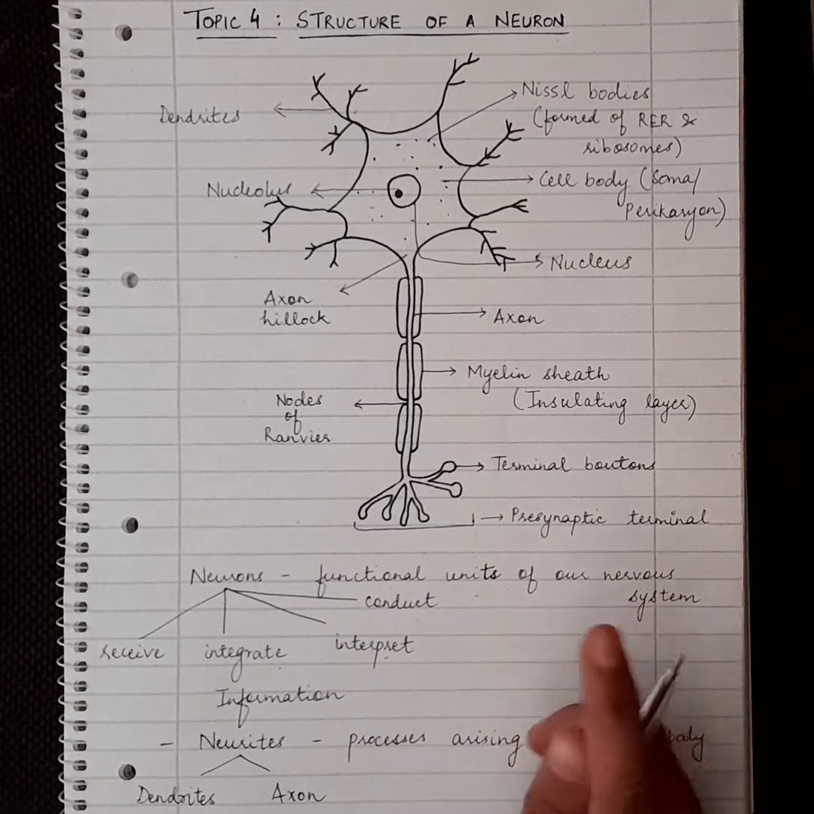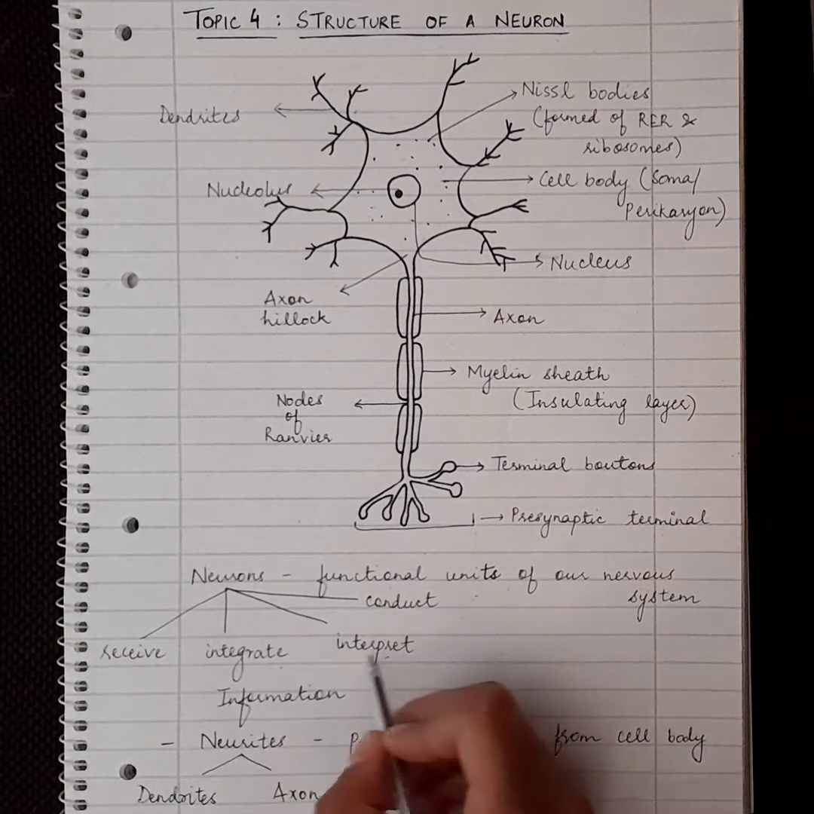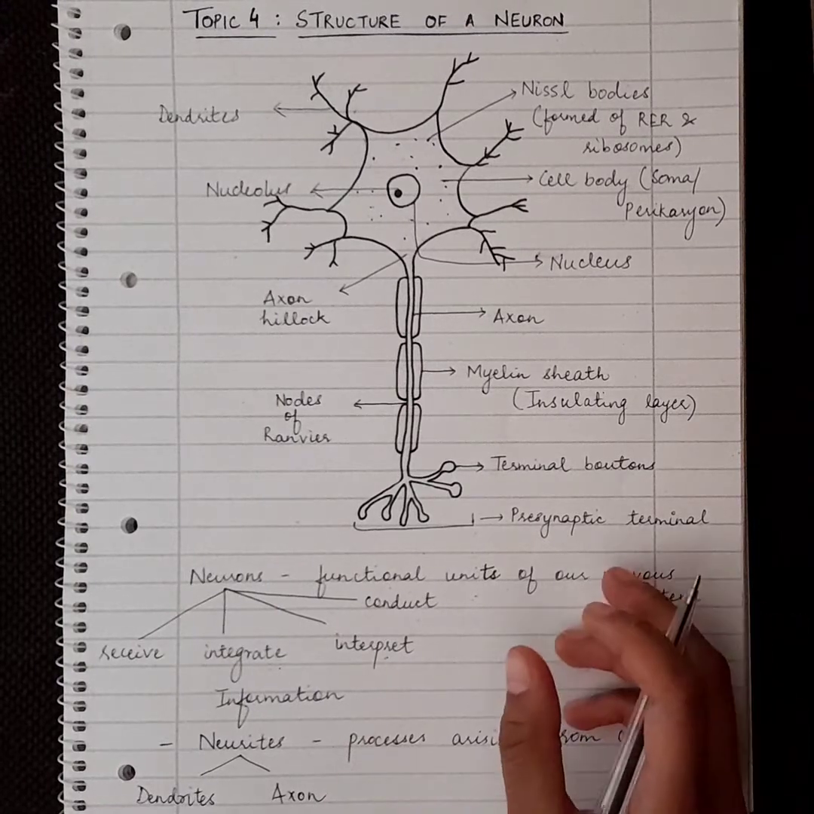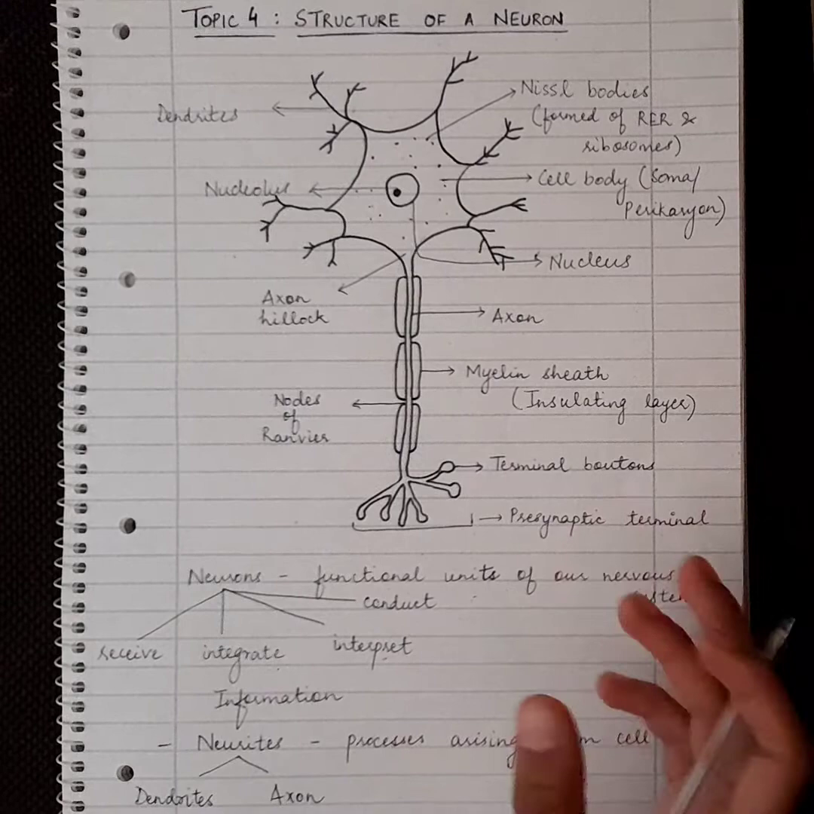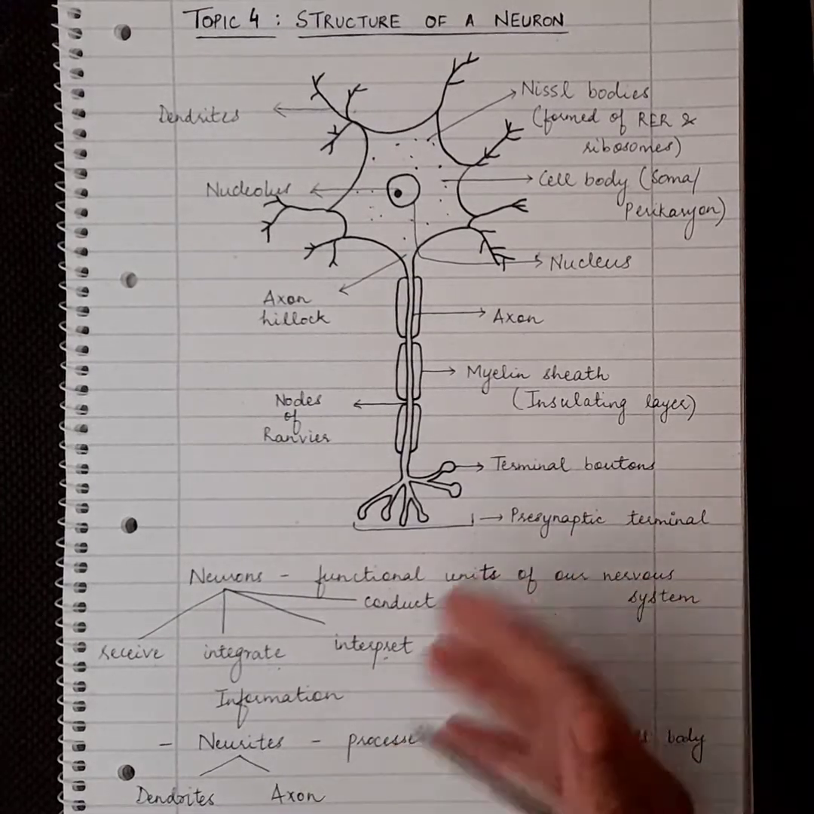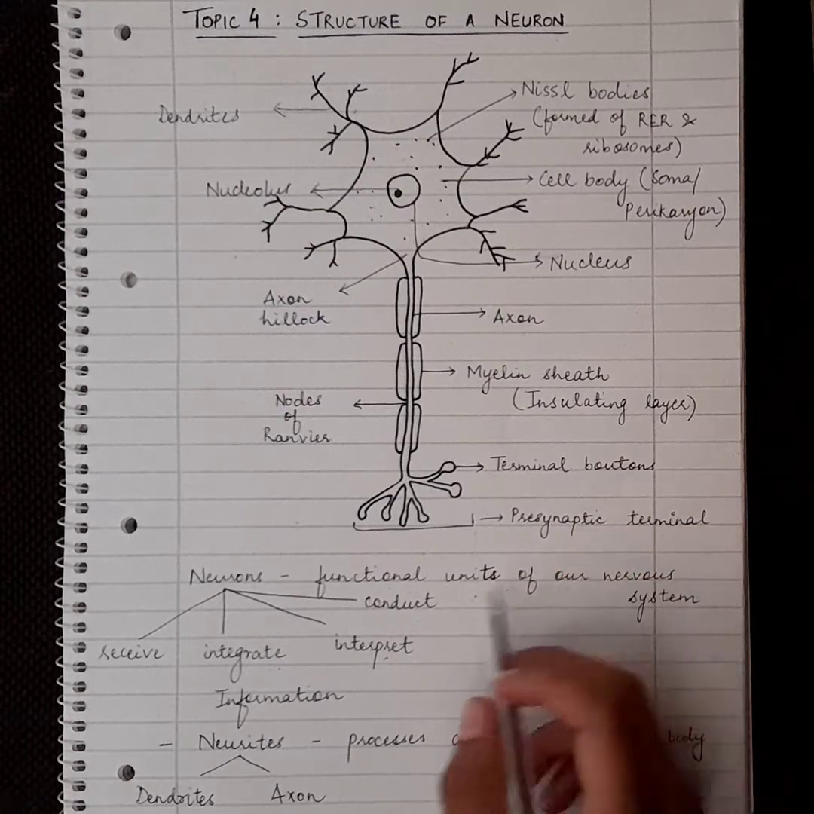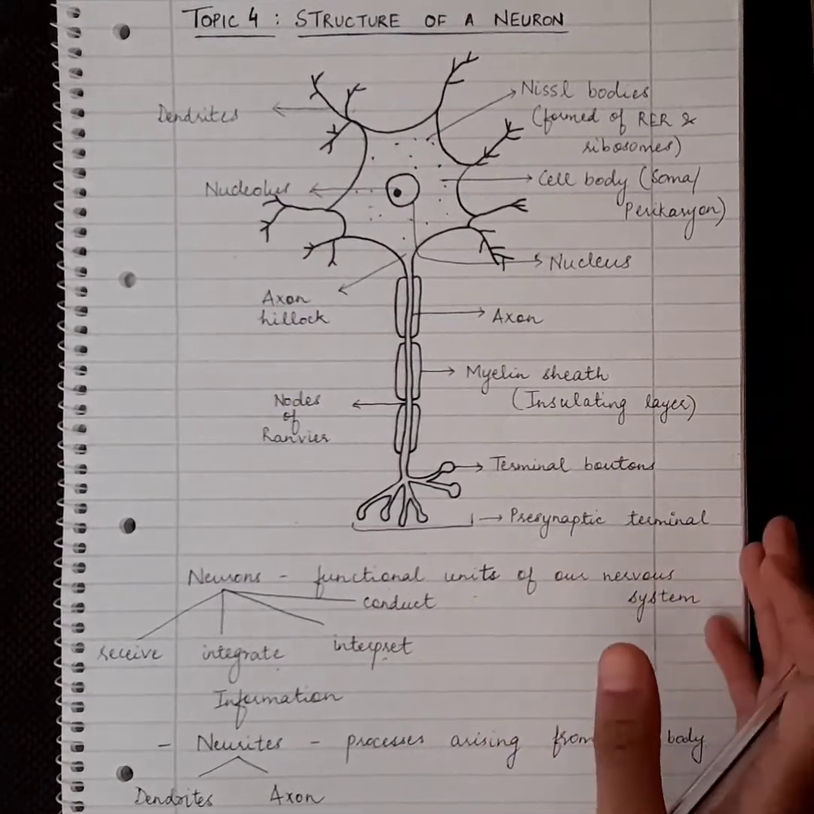Apart from that, neurons can also integrate as well as interpret information, which means that they can integrate the information they are receiving from all other cells. So they will put that information together and then process it or interpret it, and then they will conduct that processed information to their targeted cells or neurons.